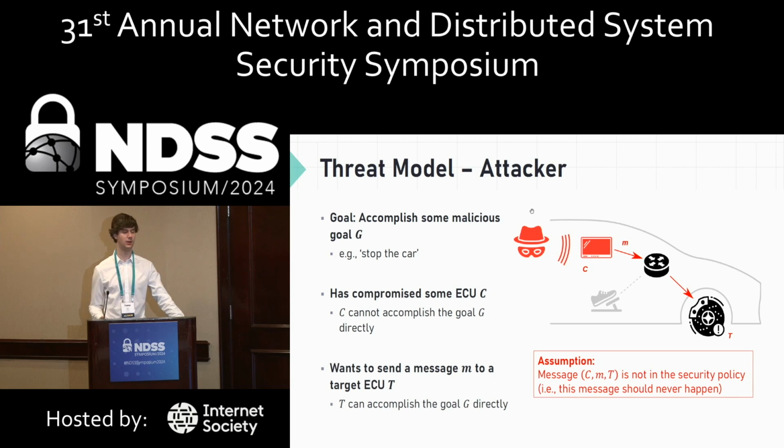Suppose that our attacker wants to accomplish some malicious goal, like G, like stop the car. They've compromised some ECU, C, but that ECU C can't accomplish their goal directly. So instead they have to send some message M to a different ECU, T, like a target, and that one can accomplish their goal. In this threat model, we're going to make the assumption that the message that they want to send is not one that we would ever expect to happen at design time.